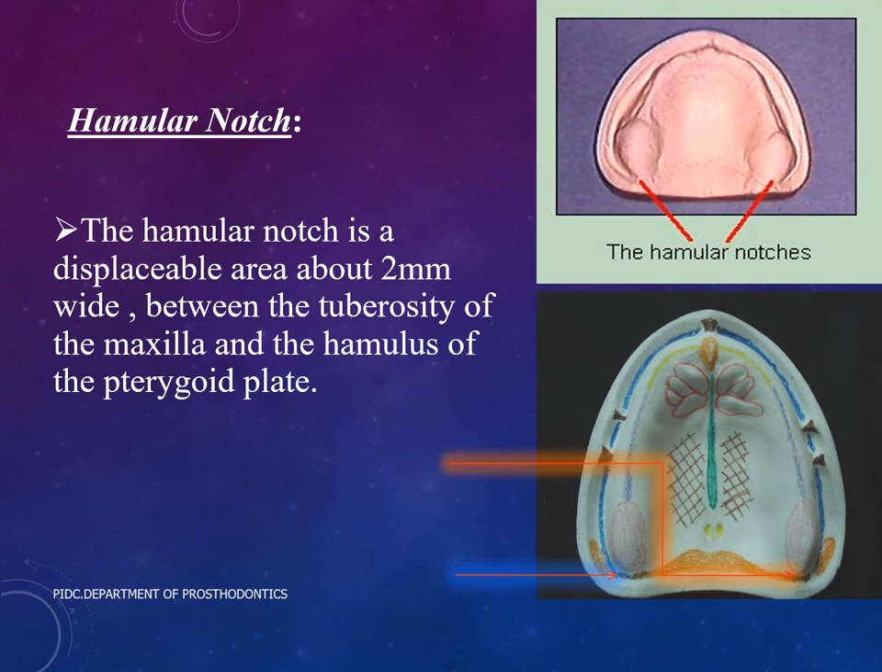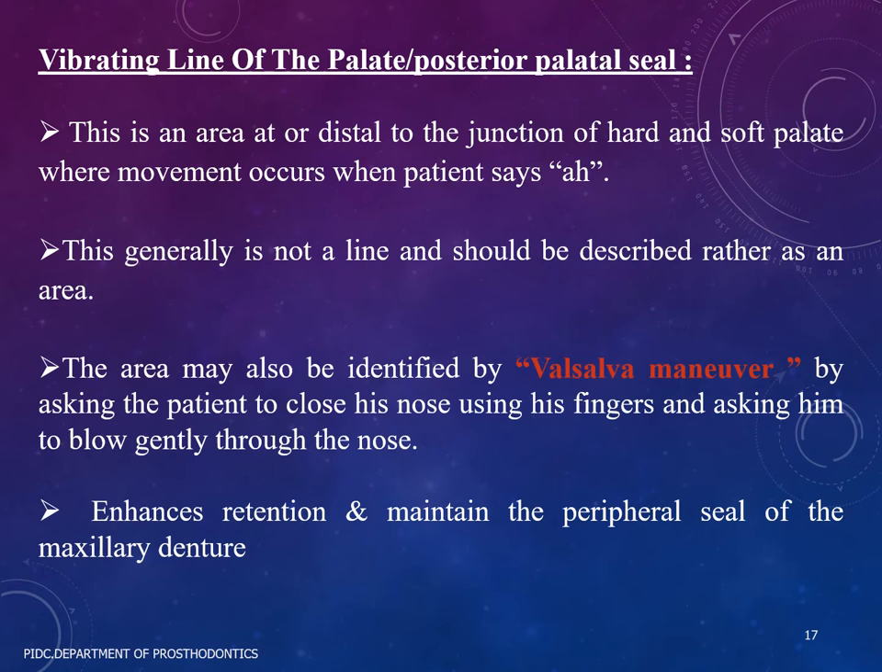Next, coming to your hamular notch. In this particular area behind the tuberosity is your hamular notch. It is just around 2 mm wide, and this particular area also should be recorded when you're making your border mold. Next, coming to your posterior palatal seal area.